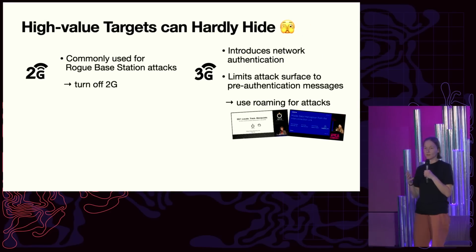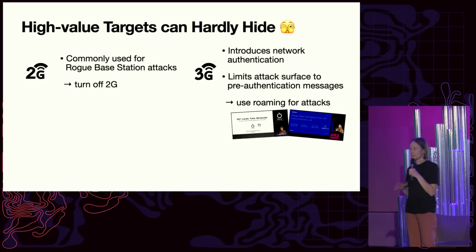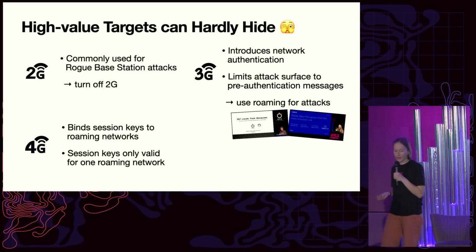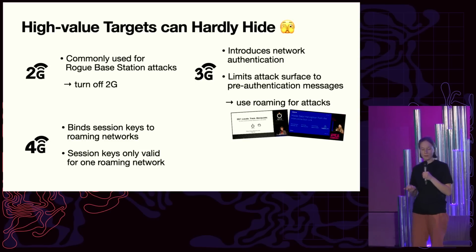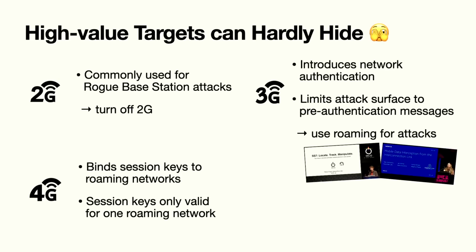But yeah, since the system was now more secure, people started to look into roaming, because roaming is a very complex system, so roaming could be used for attacks. We already had some very interesting talks about that in the past at CCC. And after 3G, there was 4G, as you probably know. With 4G, the cryptographic session keys were very much only bound to one network. So you could not trick the network to use one session key for multiple roaming networks. And like this, roaming got a bit more hardened.